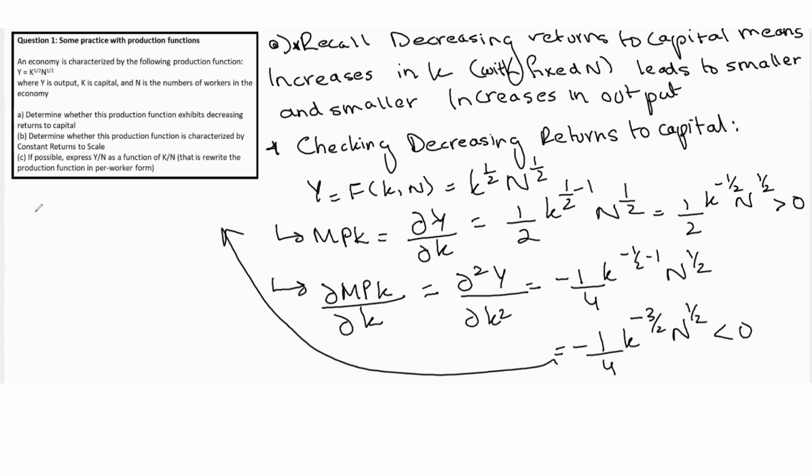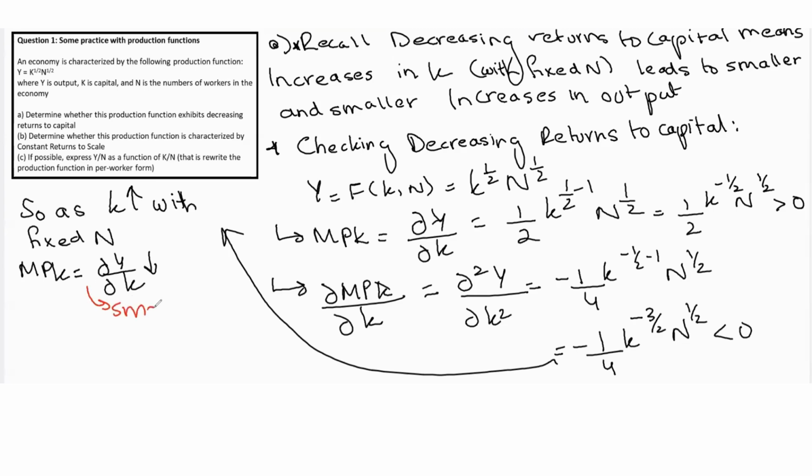Because this is less than 0, the idea is that as K increases with fixed N, we're keeping N fixed and just increasing K, the marginal product of capital, which is ∂Y/∂K, goes down. This is what this is telling us. When I increase K with N fixed, the marginal product of capital is decreasing. And what is the marginal product of capital? The additional output that you can produce when you use one more unit of capital, keeping labor fixed. So we have smaller and smaller increase in Y. So Y is increasing but at a decreasing rate.